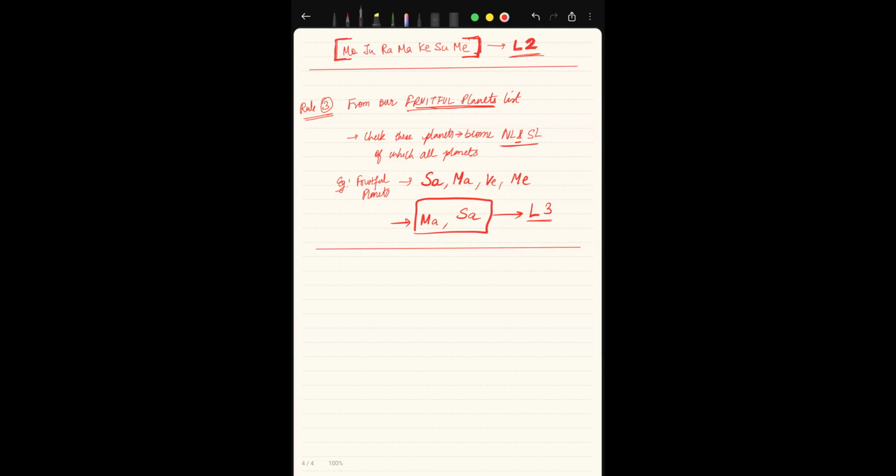Now we got L1 also Saturn and Mars, and L3 also Saturn and Mars. So Saturn, Mars now. Therefore, you take only L1. L3 is not necessary. Okay.